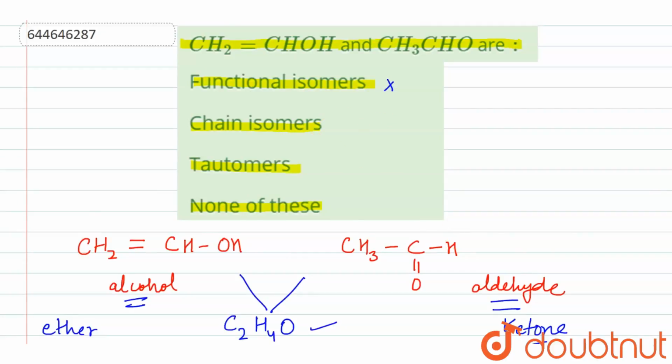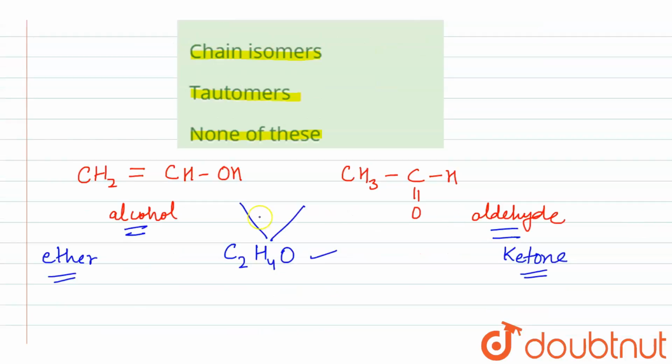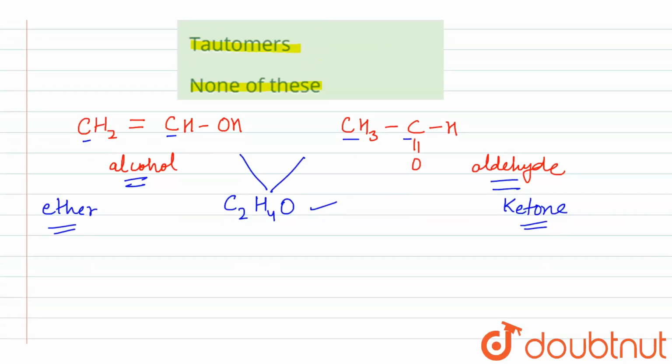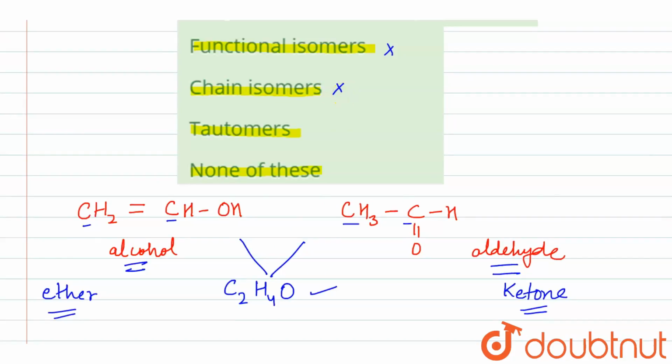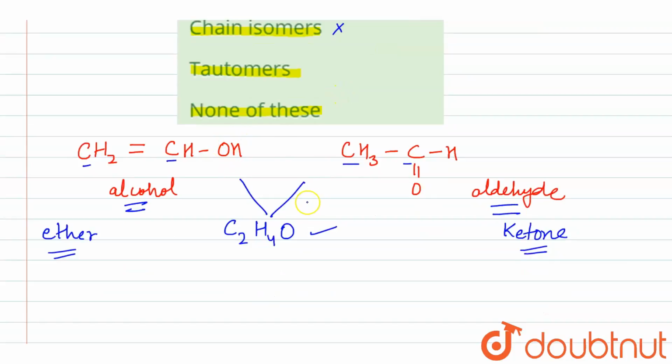Now if we talk about chain isomers, there are only two carbon atoms here, and there is no branching or change in the length of the chain. There is basically no chain forming in these two compounds, so these cannot be chain isomers. Now for tautomers, yes, they are showing tautomerism, and the tautomerism they are showing is keto-enol tautomerism. They are keto-enol tautomers.